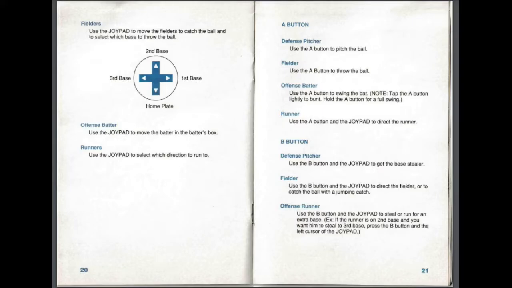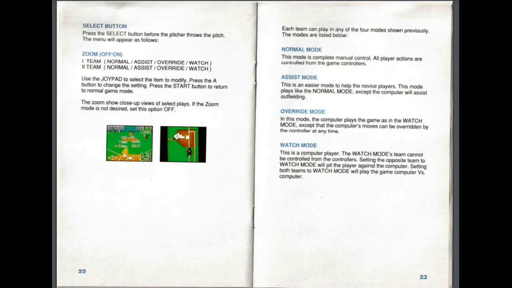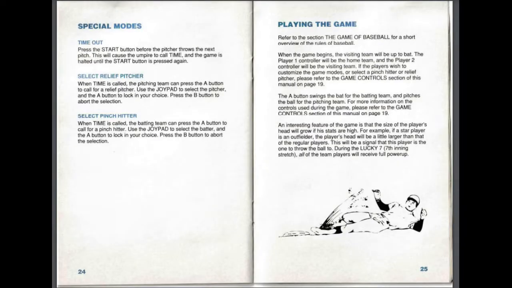Fielding, I can do those buttons to choose the buttons. And A button does a thing and B button does a thing. I can direct a runner with the A button and stuff. Select button causes a menu to pop up. Very intriguing. So you have a bunch of different modes you can use. Normal, assist, override, and watch. Watch is like a TV show. Whoa! And assist is like helpful computers control the outfields and stuff. So special modes like timeout and whatnot. Very intense type of things going on here.